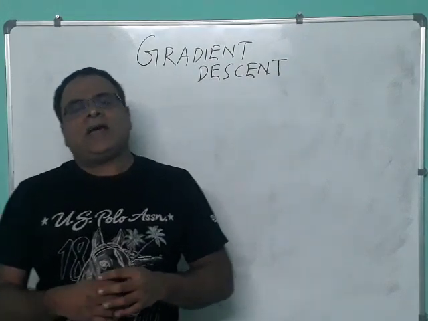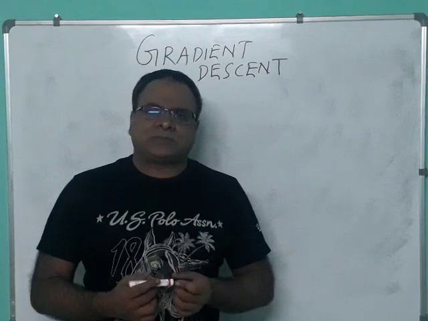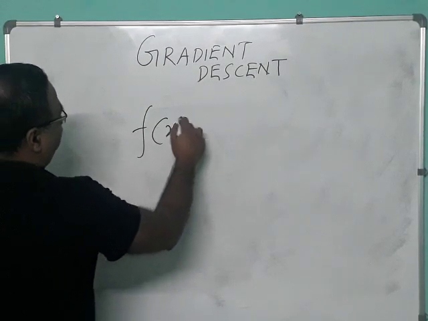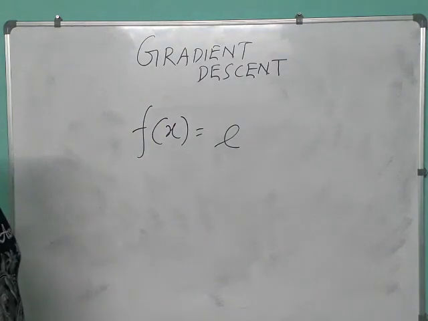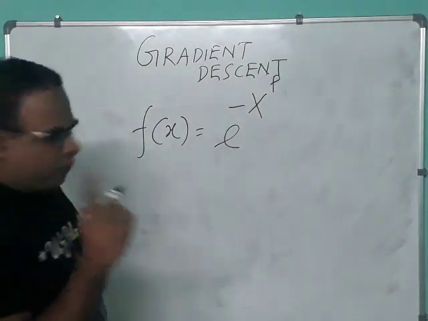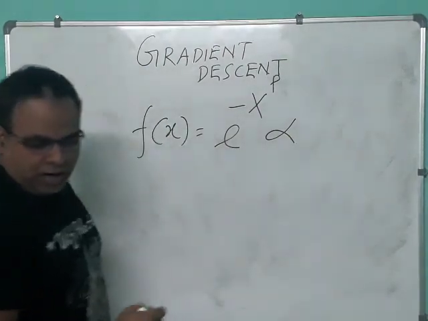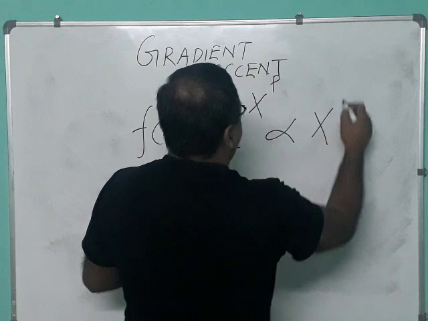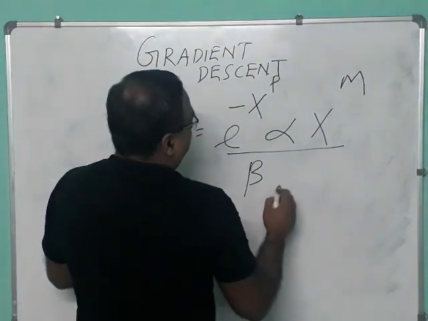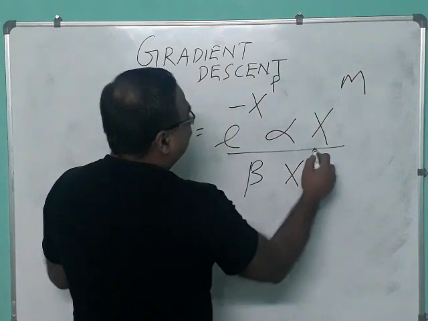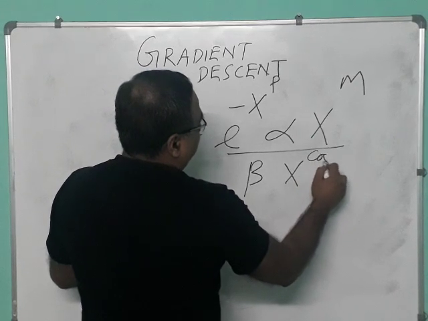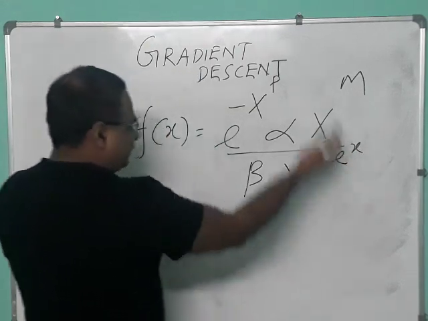Why are we not using calculus? It's a somewhat simple answer. The reason is, for example, if you have a function like this, f of x is equal to e raised to some complex function minus x raised to p, then you have some constants alpha, then some other values like x raised to m, the whole divided by, you have again beta, again x raised to cos x, or you can write it as x raised to cos, then again e raised to x. This is a complex function.